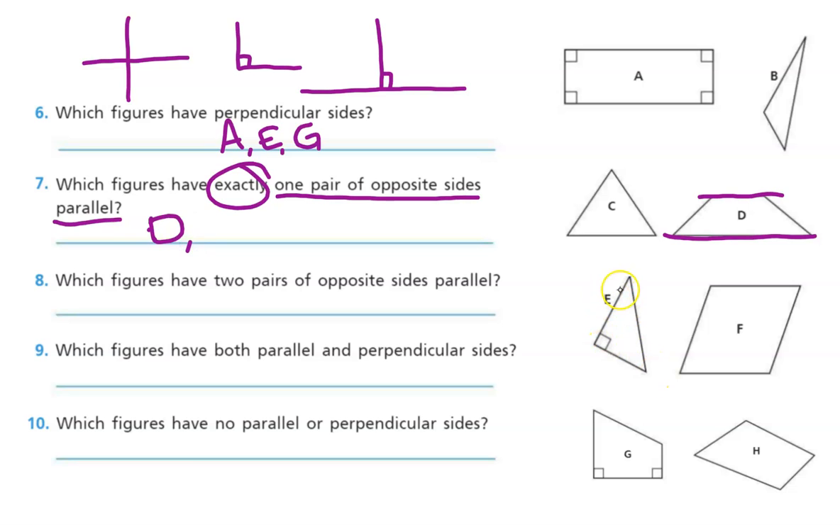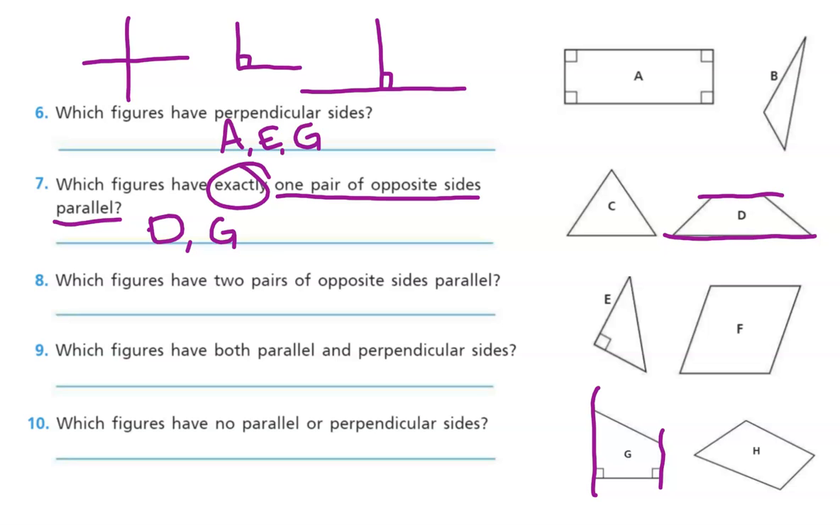E again is a triangle, so it's out. F has two sets of parallel sides. Oh, and look at that. G also has two sets of parallel sides. Oh, sorry. G has one set of parallel sides, and then H has no parallel sides whatsoever.